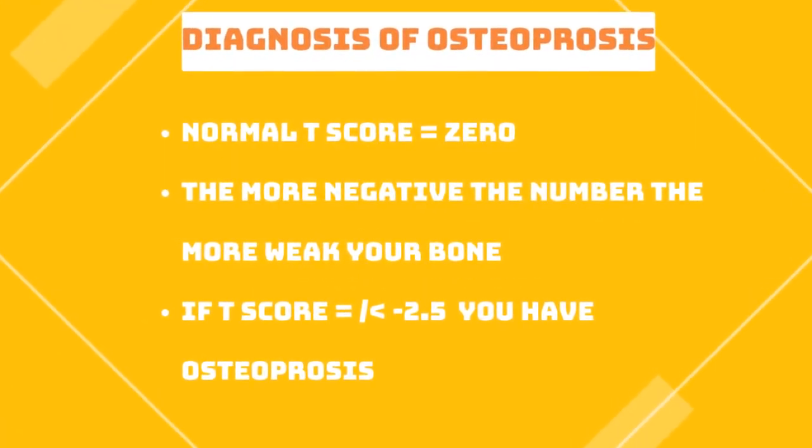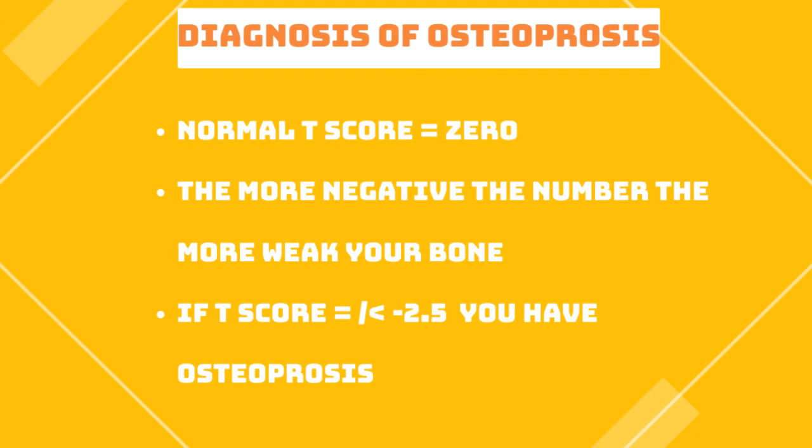Diagnosis of osteoporosis. The output of the DEXA test is a number called the T-score. Normal T-score is zero. The more negative the number, the weaker the bone, and the more liable to break. If the T-score is minus 2.5 or below, diagnosis of osteoporosis is confirmed.